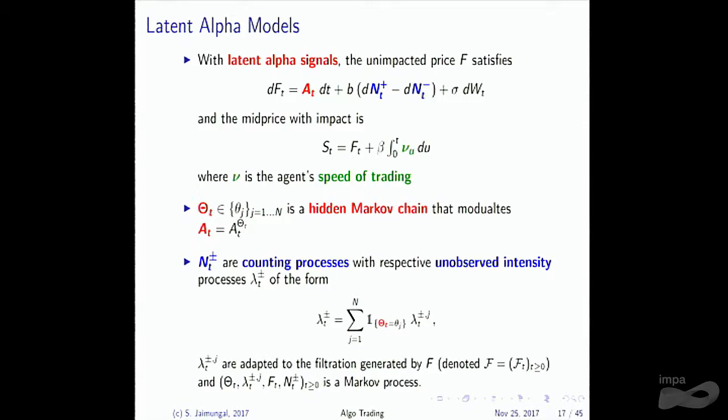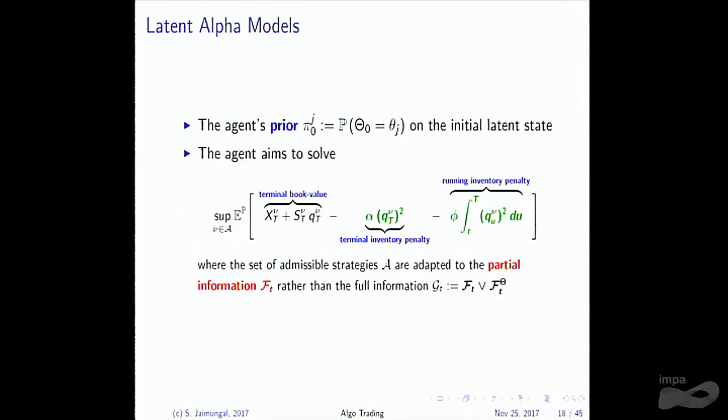So we're going to have a trader who's going to try to optimize some performance criteria by observing S, having strategies that are adapted only to the filtration generated by S, or equivalently F, and somehow has to take into account the fact that there's this hidden stuff going on. So here's the optimization criteria. They're going to try to find the strategy that maximizes the expected value of the terminal wealth that they get from trading. They're going to penalize inventory at the end. So if you want to have no inventory by, say, the end of the trading day, this would be large. So you'd end with 0 at the end.